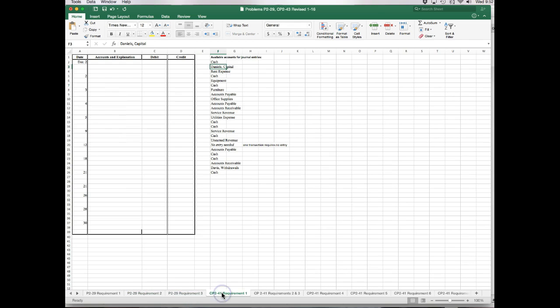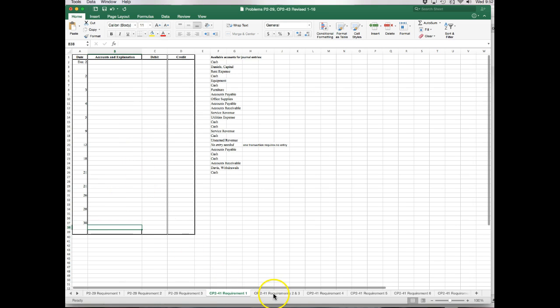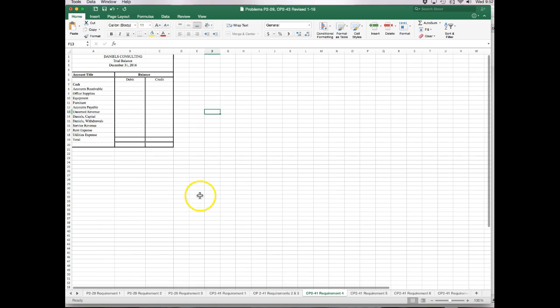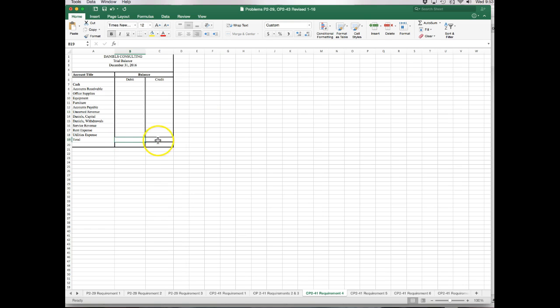Now for CP 241, the first 4 requirements are the same as what we did in the other problem. We're going to be listing all of our journal entries here from December 2nd down through December 30th. Then we're going to be taking those journal entries and transferring them over to the T accounts, just like we did in the first problem. And then we're going to create a trial balance, just like we did in the first problem, by transferring the amounts from the T accounts to this trial balance and making sure that at the end, the debits equal the credits.